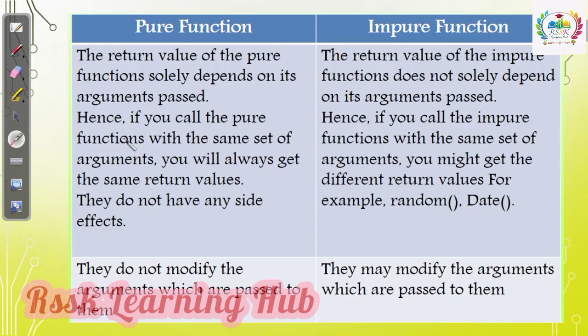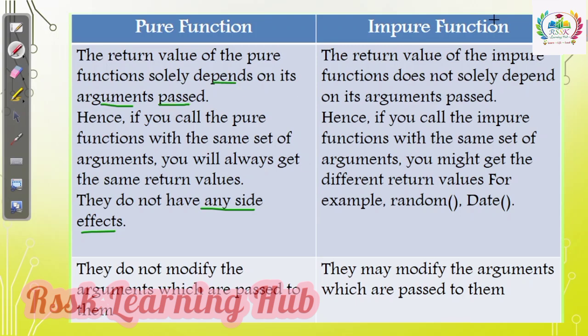Hence, if you call a pure function with the same set of arguments, you will always get the same return value. We saw sum of x comma y, where the x and y values are specified already. 5 and 6 means automatically 11 will be displayed. Product of 5 comma 6 means automatically 30 will be displayed. They do not have any side effect. So there is no side effect in using your pure function. It solely depends on the arguments passed.